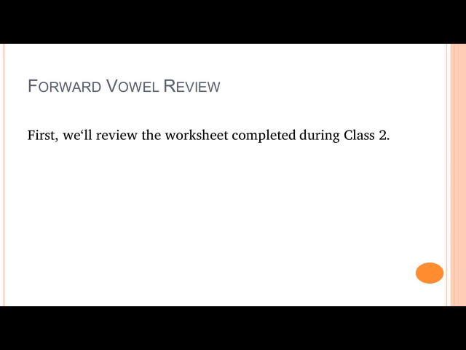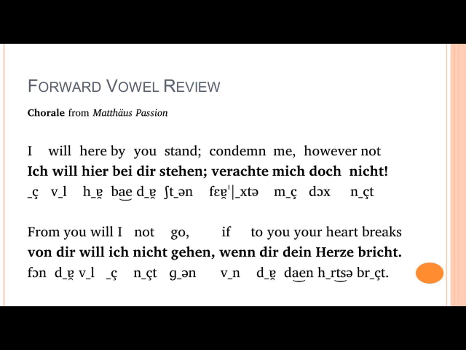First, we'll review the worksheet we completed during Class 2, the Bach chorales. Take a moment to recall the rules. Basically, remember that a vowel followed by a single consonant, or an H, will be long and closed. A vowel followed by a double consonant will be short and open. You can always go back in your notes to review this more in depth. Now just take a moment, look this over, and remind yourself of what we did in class. If it helps to take out that worksheet, go right ahead. You may want to pause the video at this point.